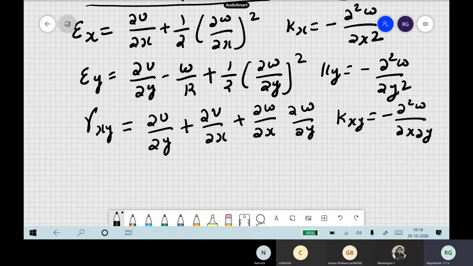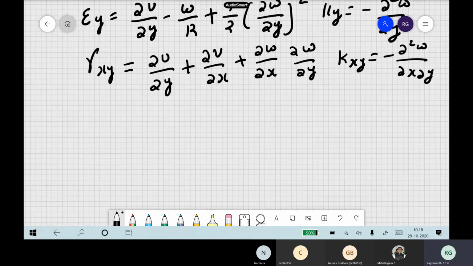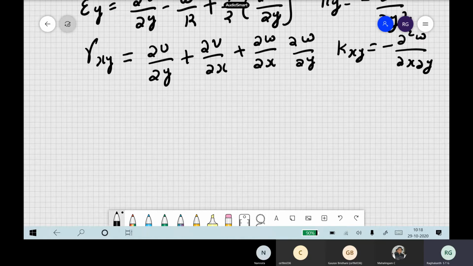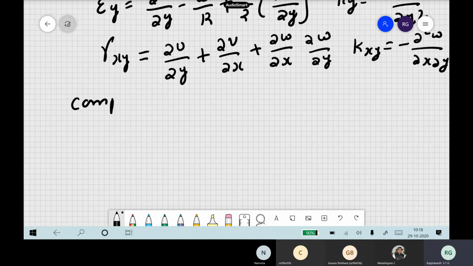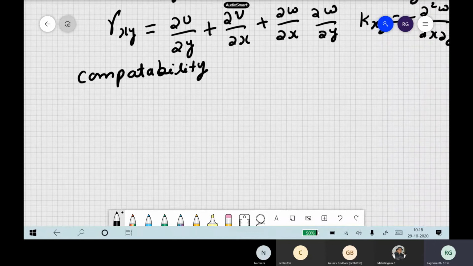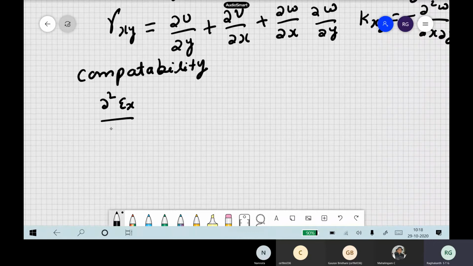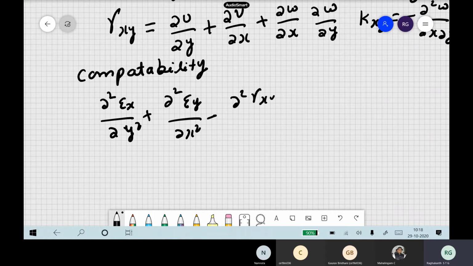So our equations will be like this. One second. So our basic equations are there, something like this. So you have our basic shell equations. Then you write compatibility also. You remember how we did it for a plate? Same thing, we have to write compatibility in terms of the strains: dou square epsilon x by dou y square plus dou square epsilon y by dou x square minus dou square gamma x y by dou x dou y.